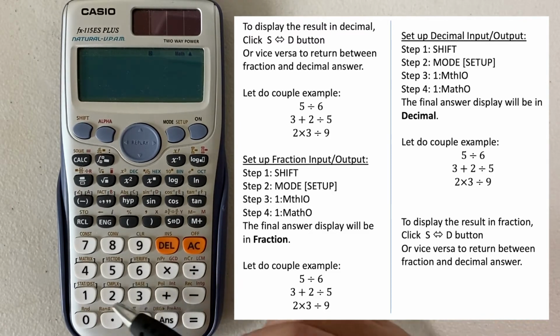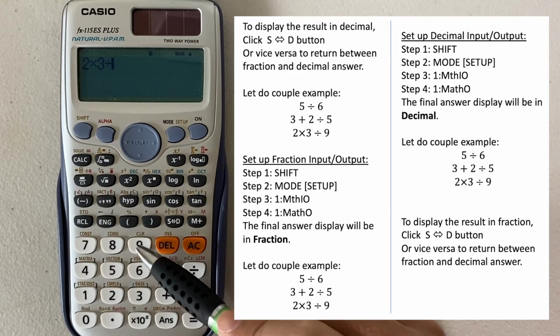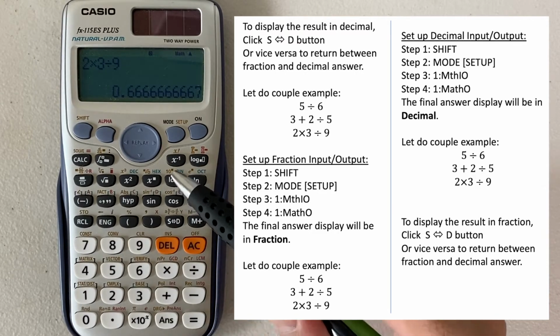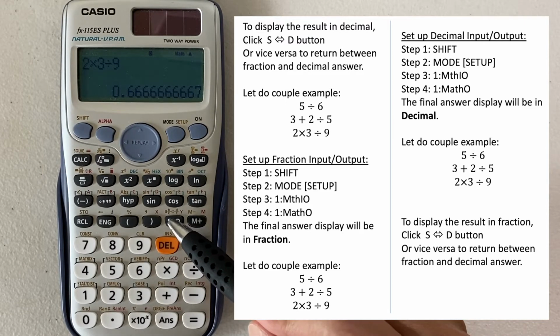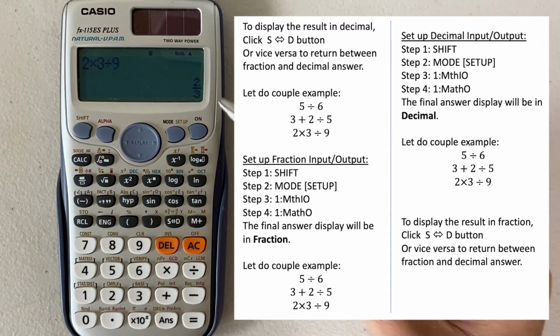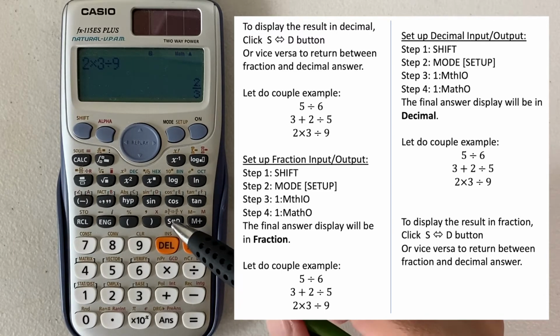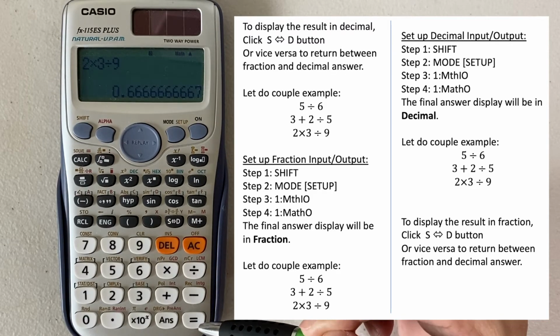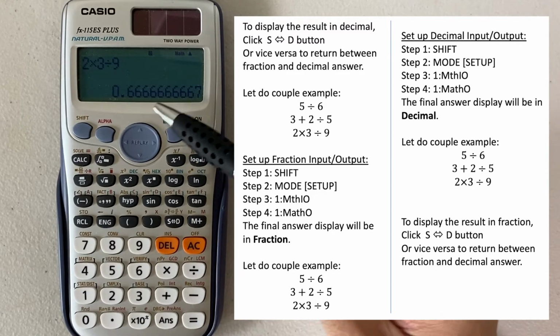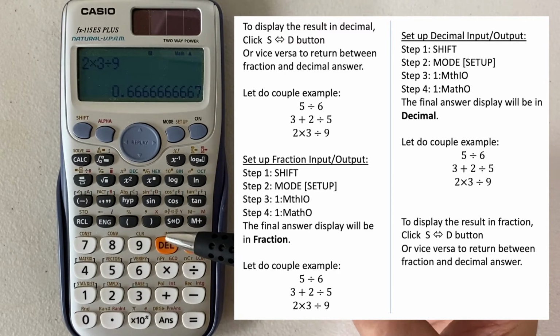Another example is 2 multiply 3 divided by 9, and it gives you 0.666. In order to get to a fraction, same, click this button. It gives you a fraction. And you can click it again, it will give you back a decimal. Then press the equal sign, and it will give you the whole decimal number.